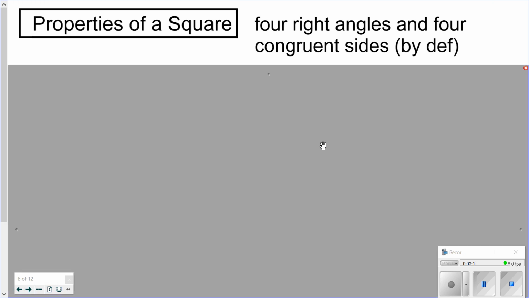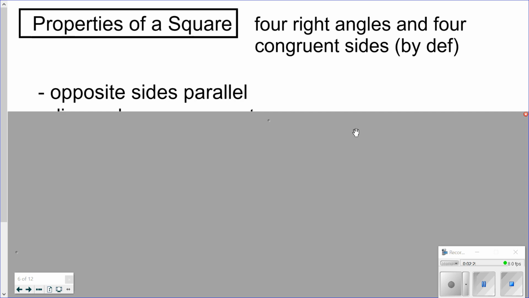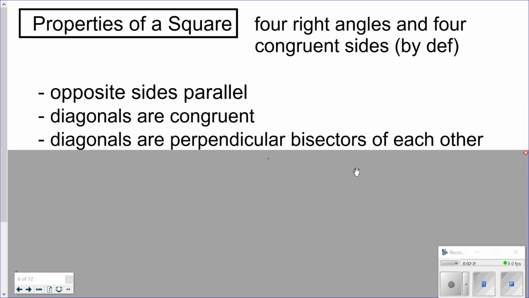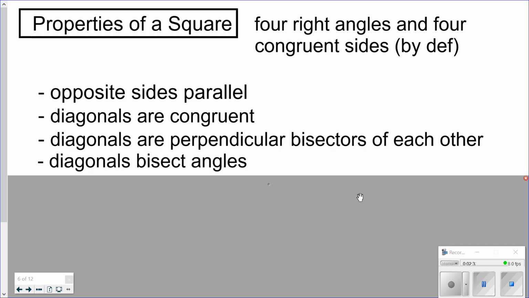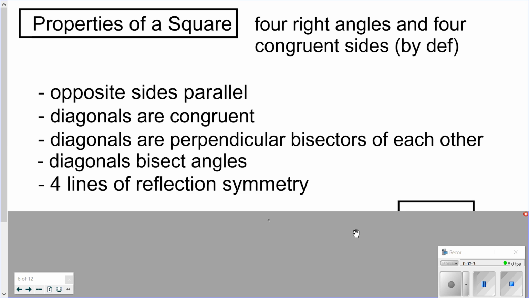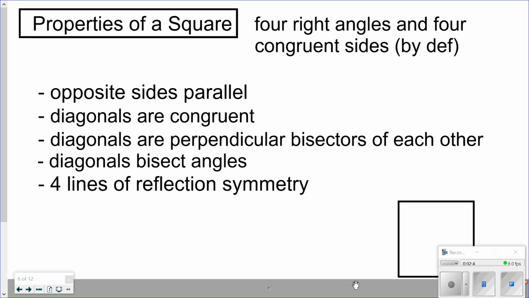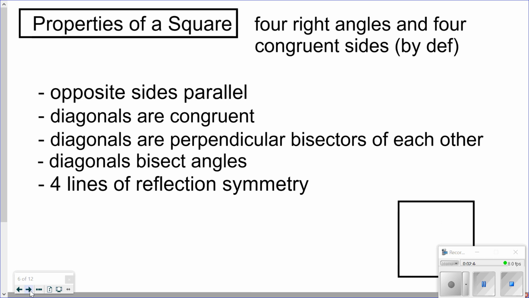Finally, properties of a square. By definition, a square has four right angles and four congruent sides. So our properties are the opposite sides are parallel, diagonals are congruent, diagonals are perpendicular bisectors of each other, the diagonals bisect the angles, and we have four lines of reflection symmetry. And there's our example of a square.